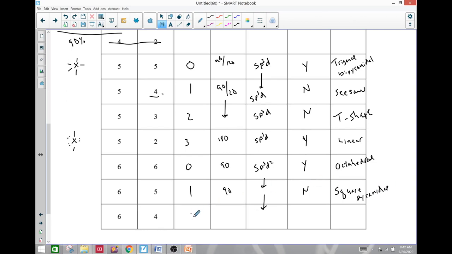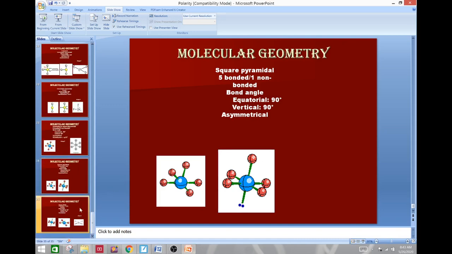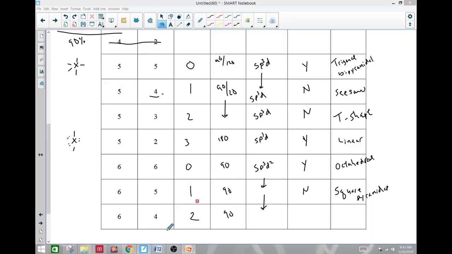The last one, two unbonded pairs, 90 degrees, SP3D2. Is it symmetrical? Here's our other exception to the rule for this unbonded pair deal. This one flattens out on us into a plane, and it could become symmetrical again. So is this guy polar? No. It's got a dipole moment of zero. All right, let's go ahead and do this last one, and then we're all done here. Is it symmetrical? Yes. We call it square planar.